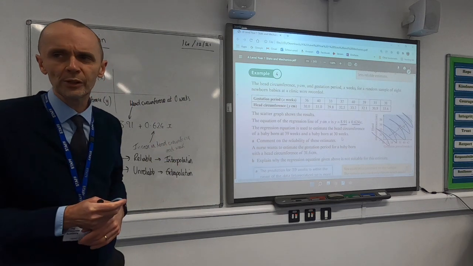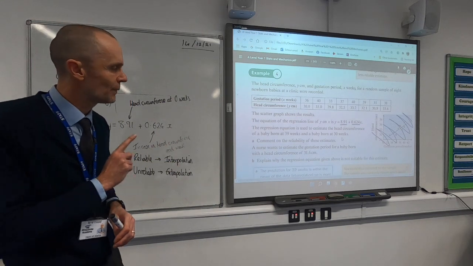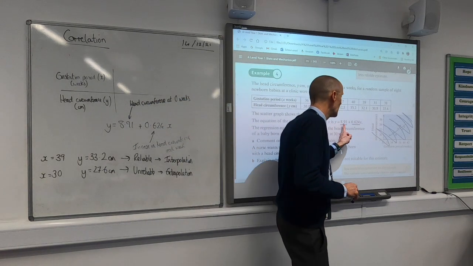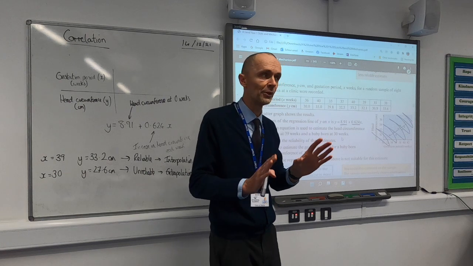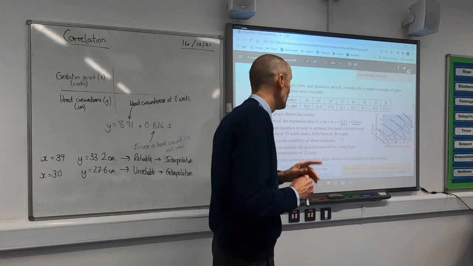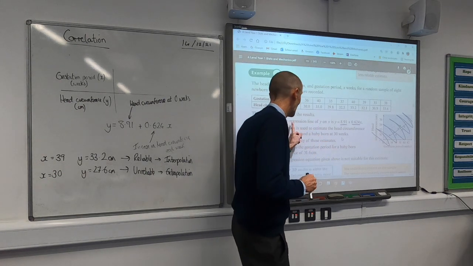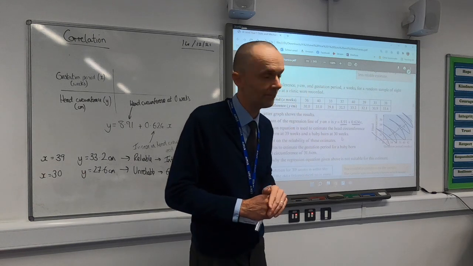And it says, why is that not suitable? Well, in order to do that, we need to understand where this line comes from. We don't have to calculate it, we'll always be given it, but I think it's important to understand where it comes from. Firstly, it's referred to as a regression line.